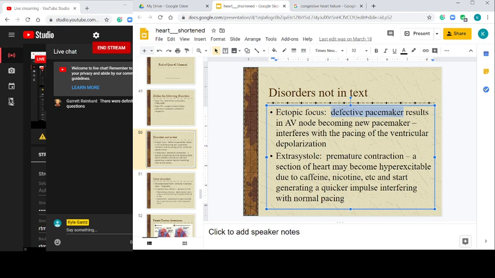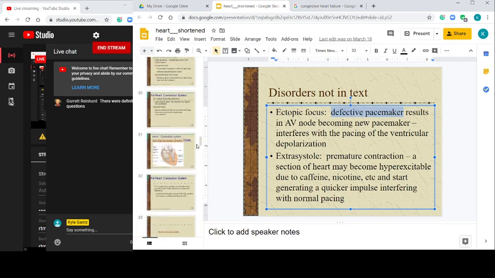Typically, it's the SA node up here, right? So we have a defective pacemaker. The SA node is no longer the normal pacemaker, and this AV node becomes the new pacemaker. But the problem with that is the AV node is designed to do what? The AV node is designed to delay. Remember? Delay and then send the signal.